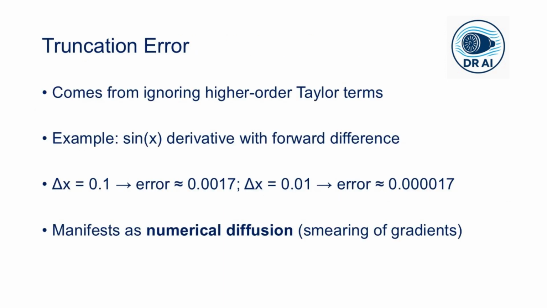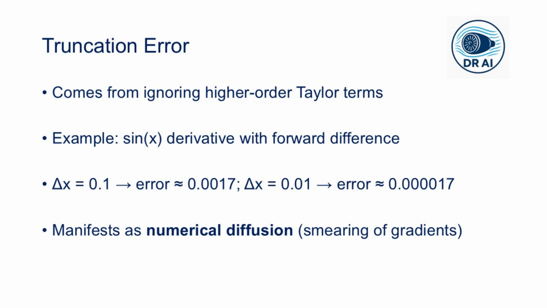Now we move on to the errors, why accuracy goes to die, the first one being truncation error, the price of chopping the Taylor series. We have already met the truncation error in the earlier slides. It comes from ignoring the higher order terms in the Taylor series, but let me make it very visceral. Take a simple function phi of x equals sine of x. The exact derivative at x equals 0 is cos of 0 equals 1.